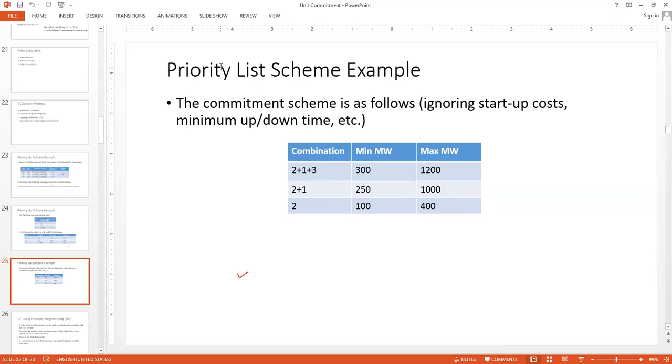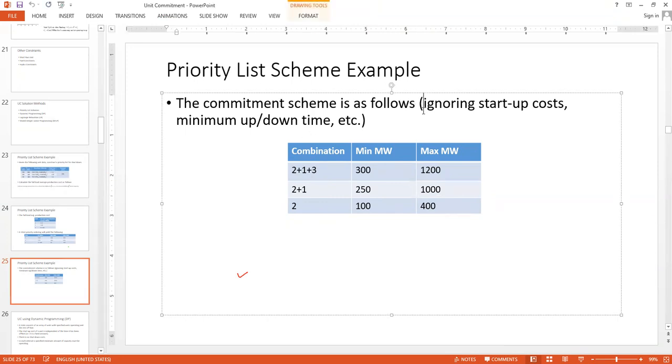Of course, in this priority list scheme, we are not taking into account all these constraints. The startup cost, or the cost of starting up the unit, is not taken into account. The minimum uptime and downtime and any other constraints are not taken into consideration. So this, we can say, is a very simple example.